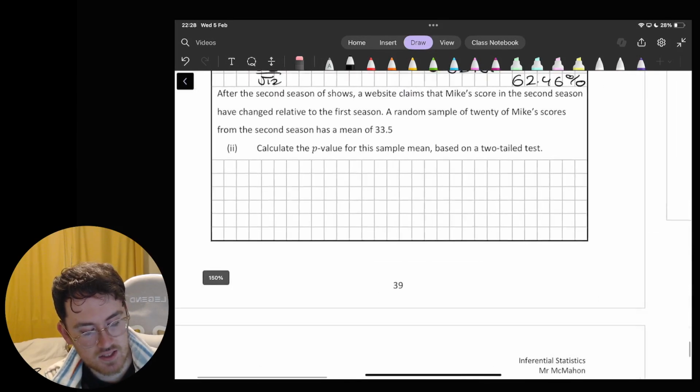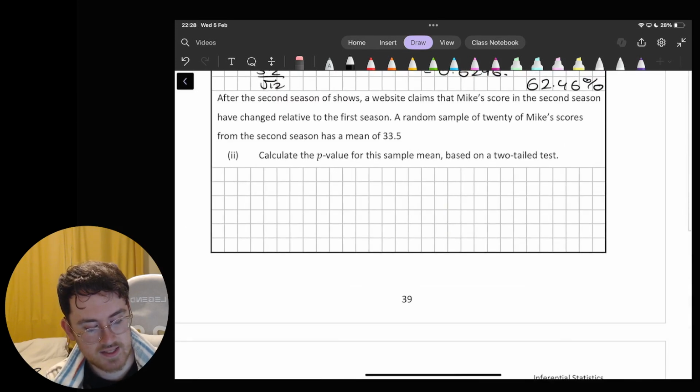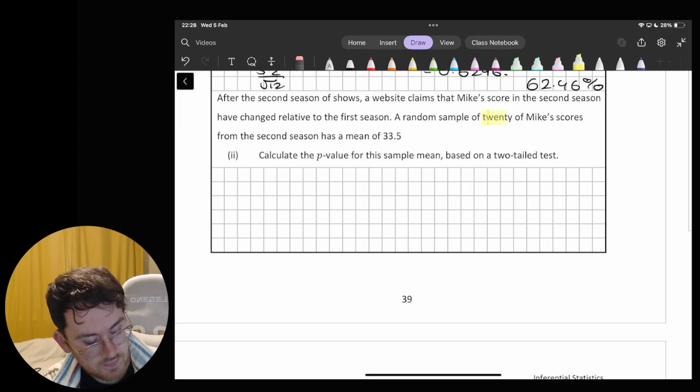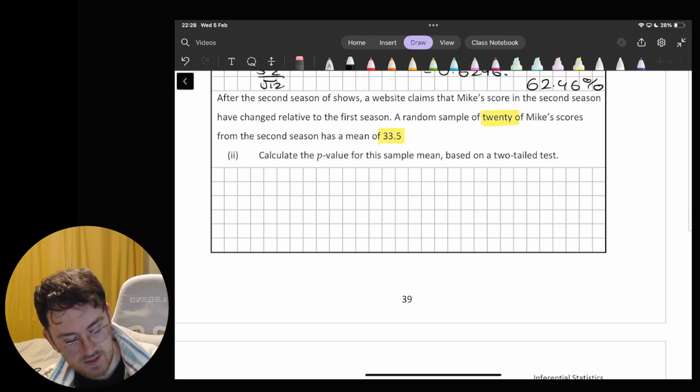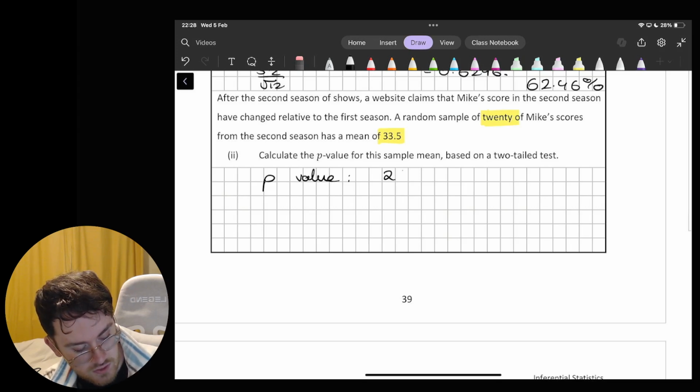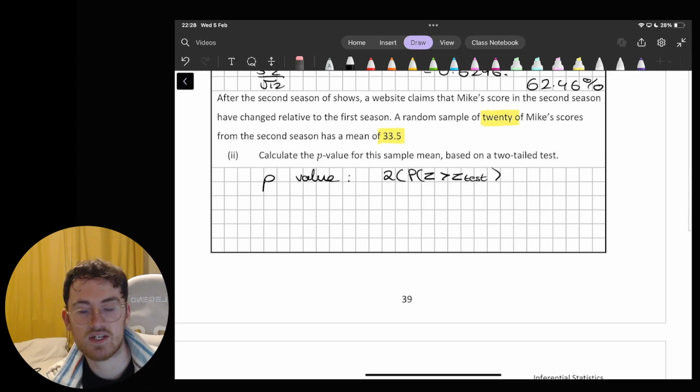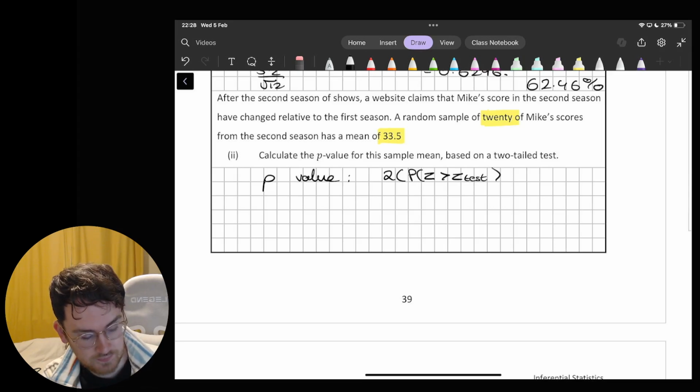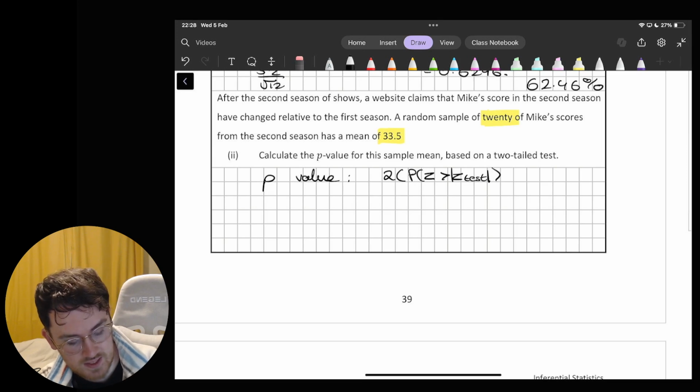After the second season, a website claims that Mike's score in the second season has changed relative to the first season, and a sample of 20 scores, so 20 this time, from the second season has a mean of 33.5. Calculate the p-value. So the p-value is 2 times the probability that Z is greater than the absolute value of the test statistic. So we need to work out the test statistic first, obviously.